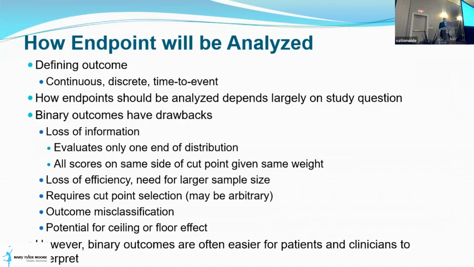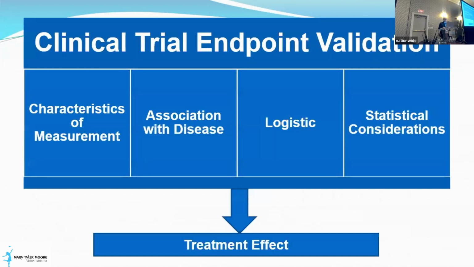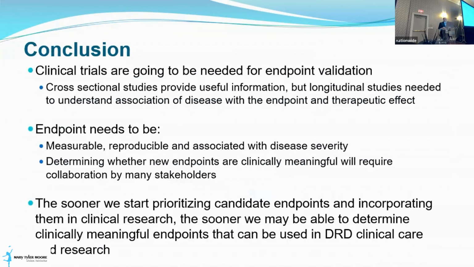As we look to statistical considerations, defining the outcome, whether it is continuous or time to event, and thinking about all the pros and cons of binary versus continuous outcomes will be critical. Clinical trials are going to be needed for endpoint validation. Obviously, the cross-sectional studies will provide useful information, but we really do need those longitudinal studies. Endpoints have to be measurable, reproducible, and associated with disease. The sooner we can start prioritizing these endpoints into studies, the better off we'll be. And thank you.